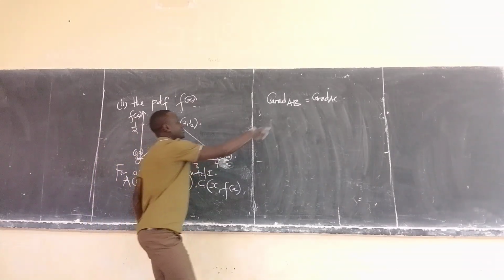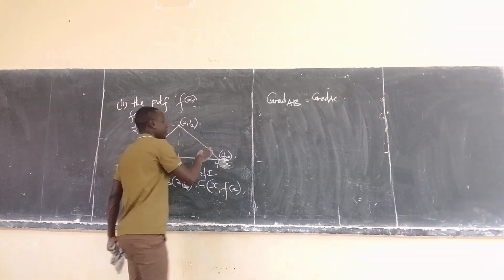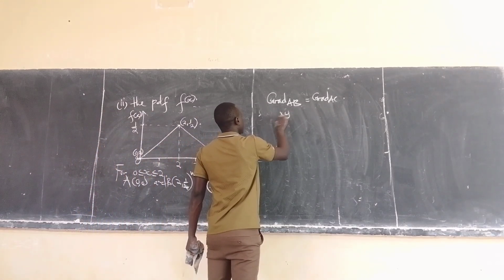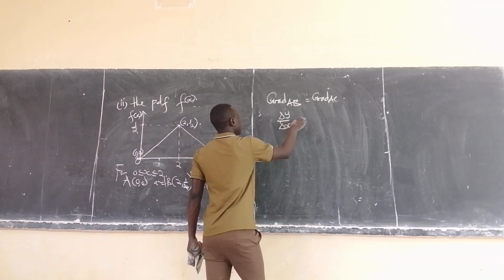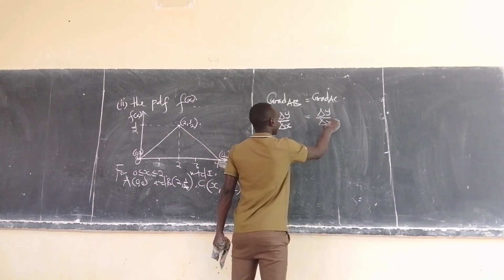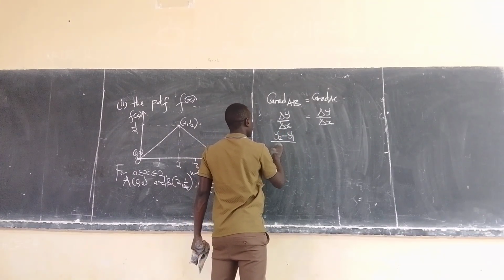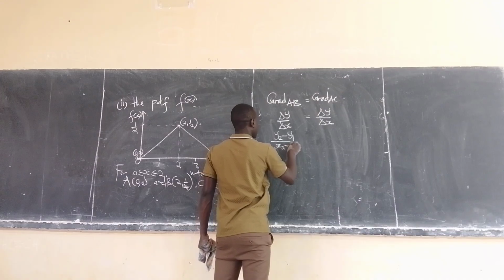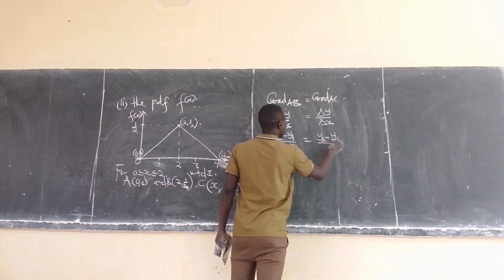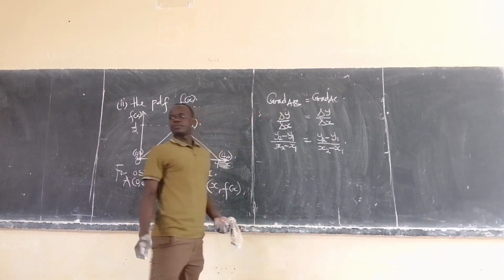So on this side we have AB, and because it is gradient, it is changing y over changing x, which is y2 minus y1 over x2 minus x1. It's y2 minus y1 over x2 minus x1.